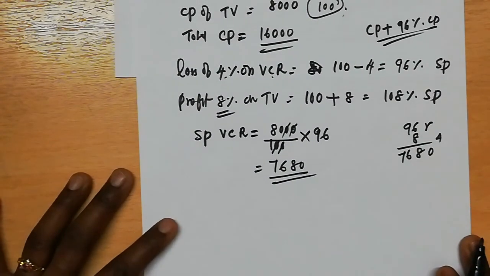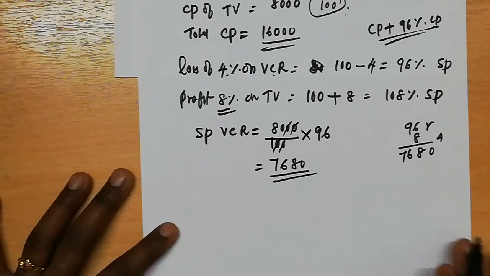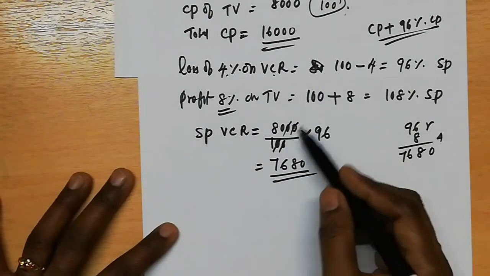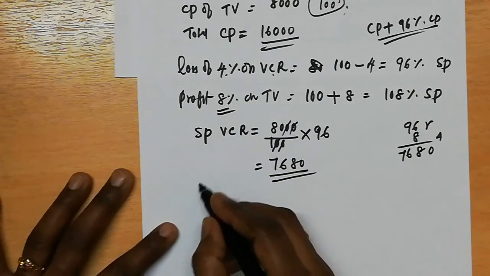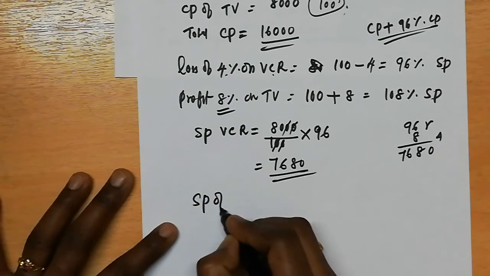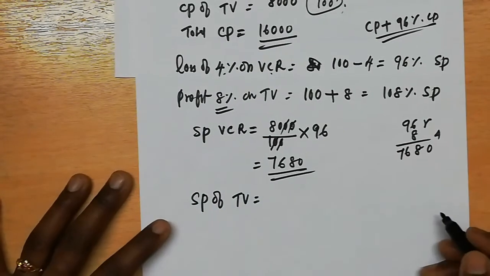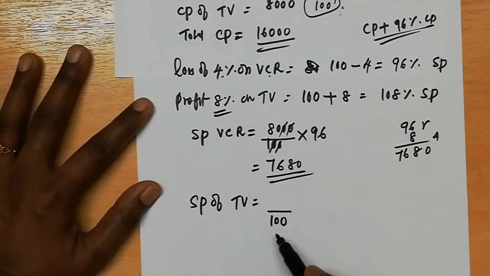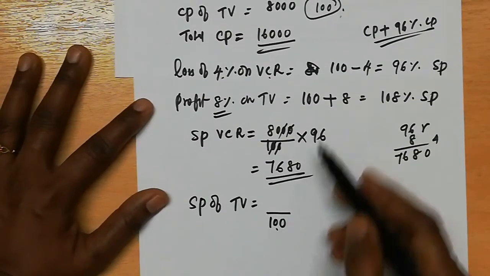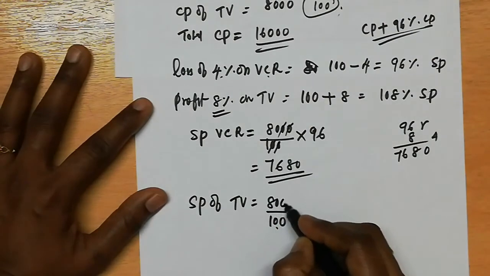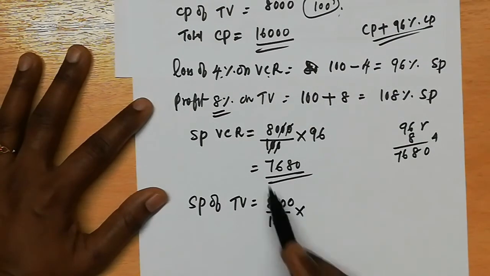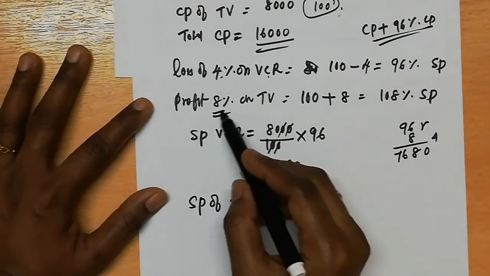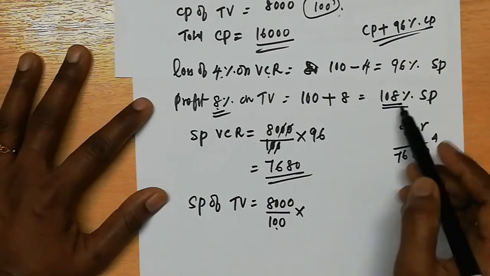Okay, clear? Now here is the selling price of the TV, like that also. Again, that is 100, that is the cost price. 100% is the cost price. That is how much? That is 8,000. Now what about its profit or loss? The TV is on profit. That is 108.